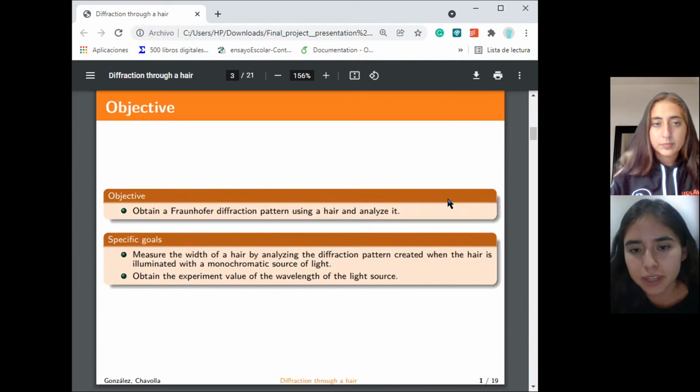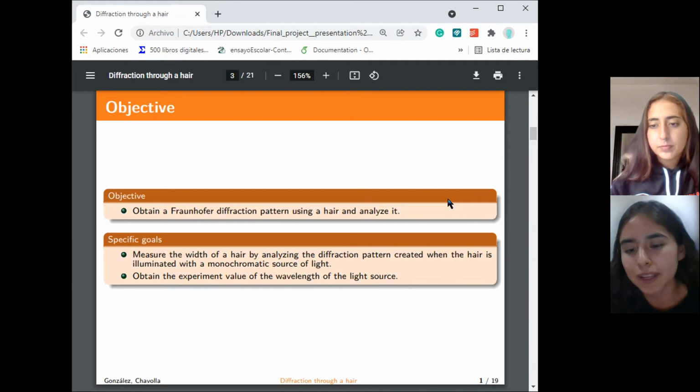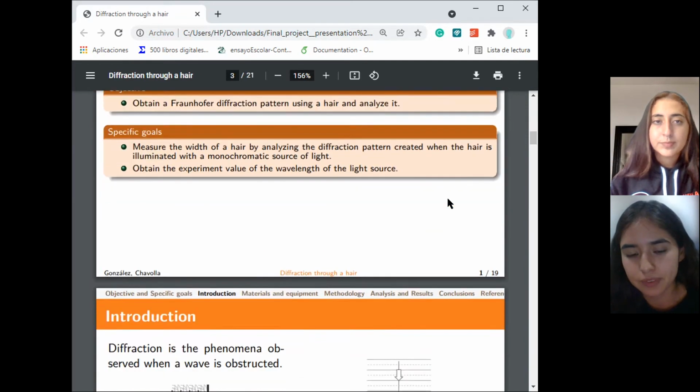The objective is to obtain a Fraunhofer diffraction pattern using a hair and analyze it, and the specific goals are to measure the width of a hair by analyzing the diffraction pattern created when the hair is illuminated with a monochromatic source of light, and also to obtain the experimental value of the wavelength of a light source.